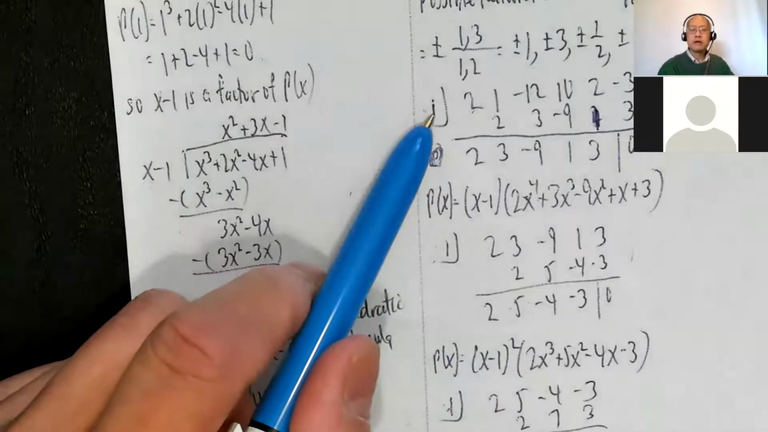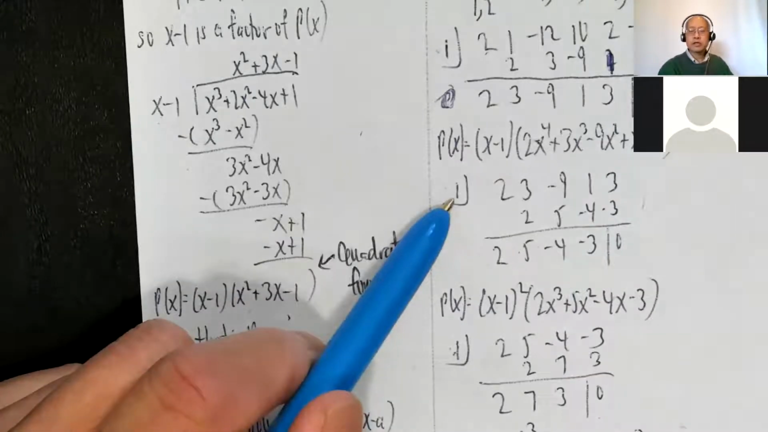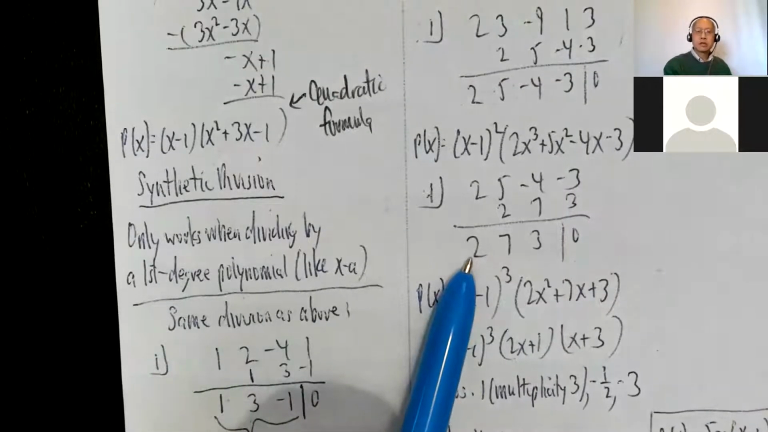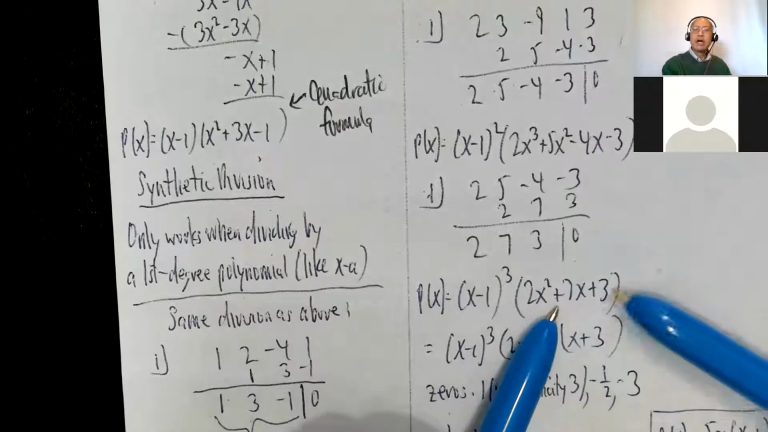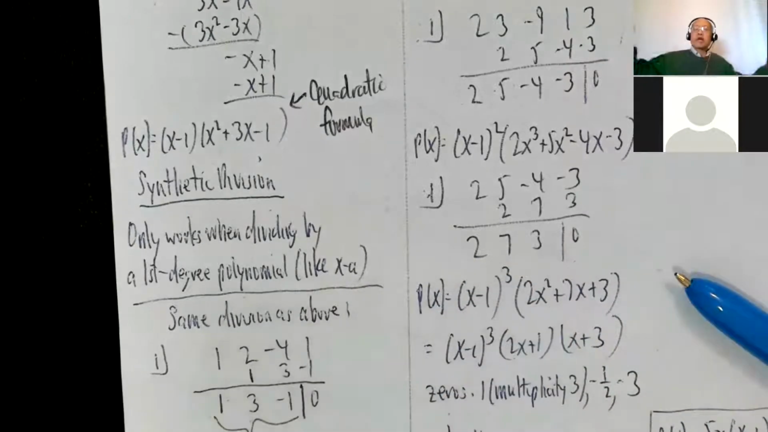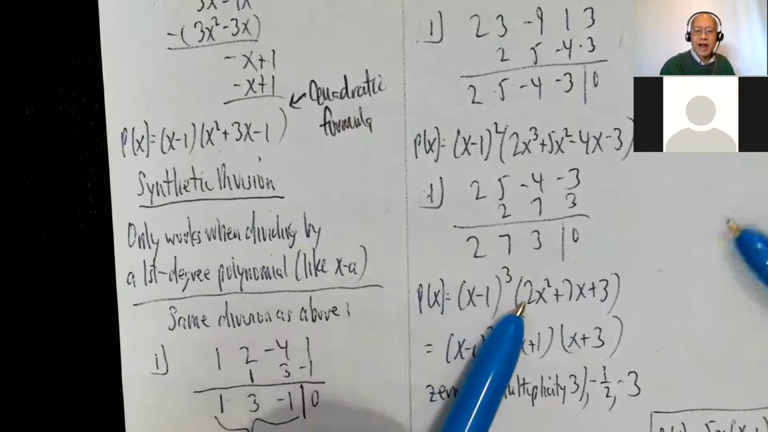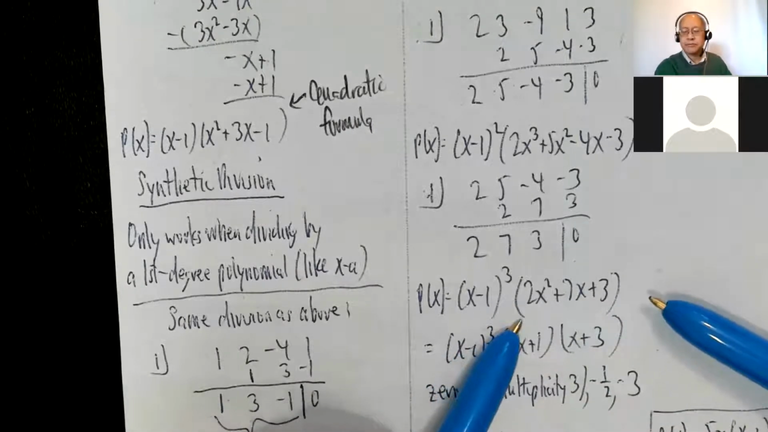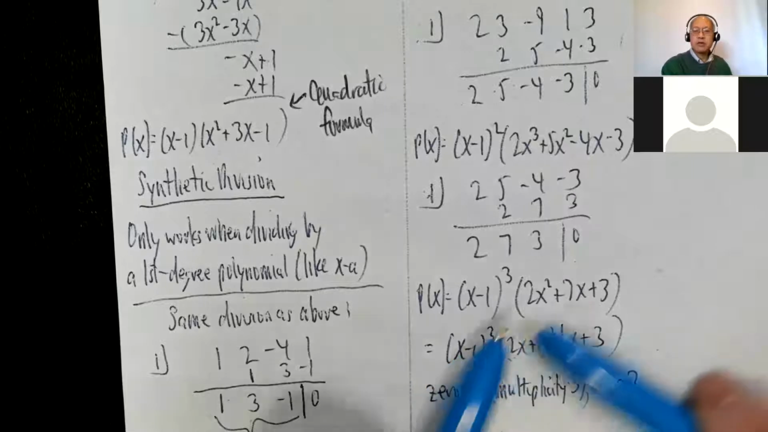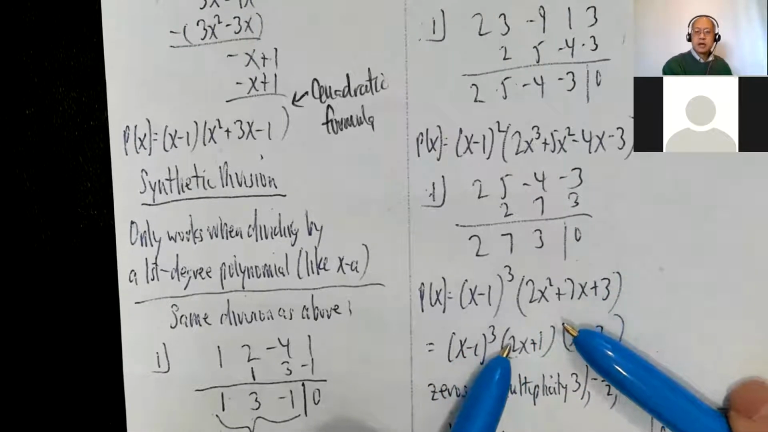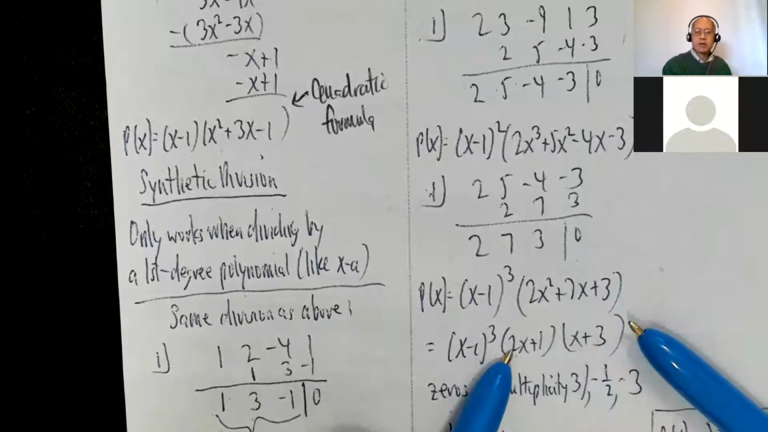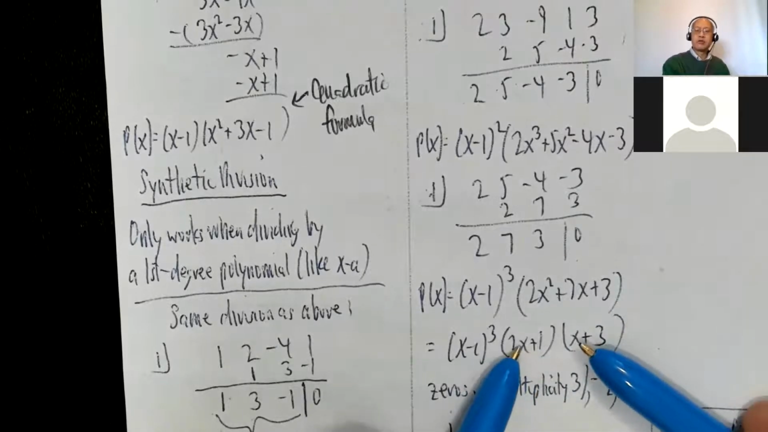So notice 1 worked here. Multiplicity 1. 1 works here. Multiplicity 2. 1 works here. Multiplicity 3. So I now have x minus 1 cubed. And how do I read this? 2x squared plus 7x plus 3. I now have a quadratic equation. Once I have a quadratic, I can do the quadratic formula or factor. Looks like this thing does factorize. So I'll keep going with the factorization. X minus 1 cubed. Let's see. Looks like I got 2x plus 1, x plus 3. Double check with FOIL. 2x squared plus 6x plus 1x. Yeah, it works.